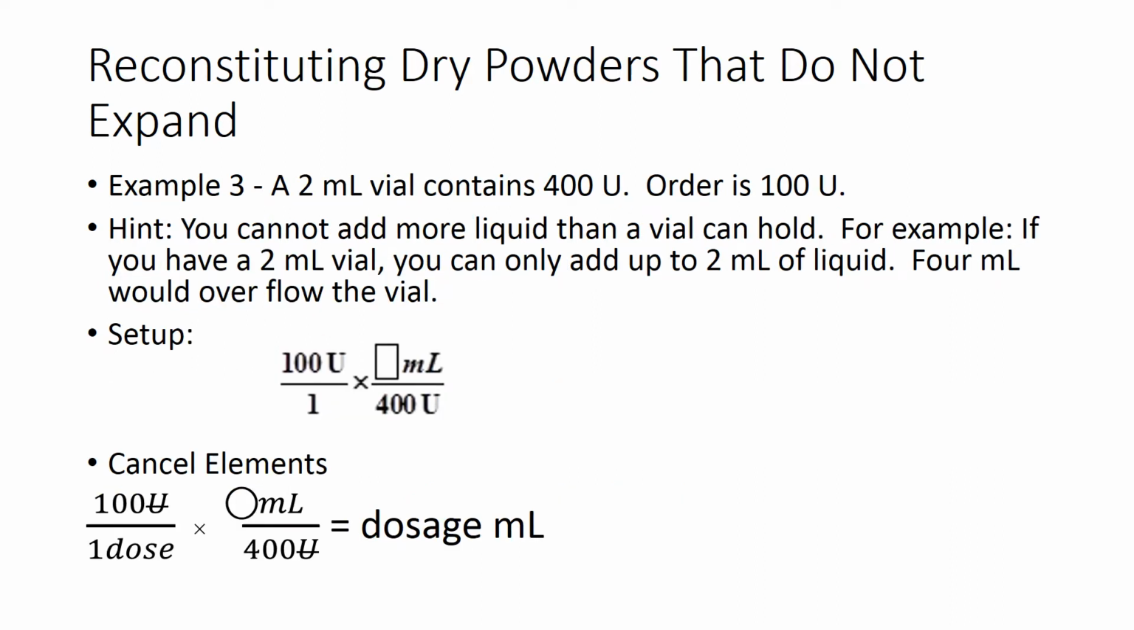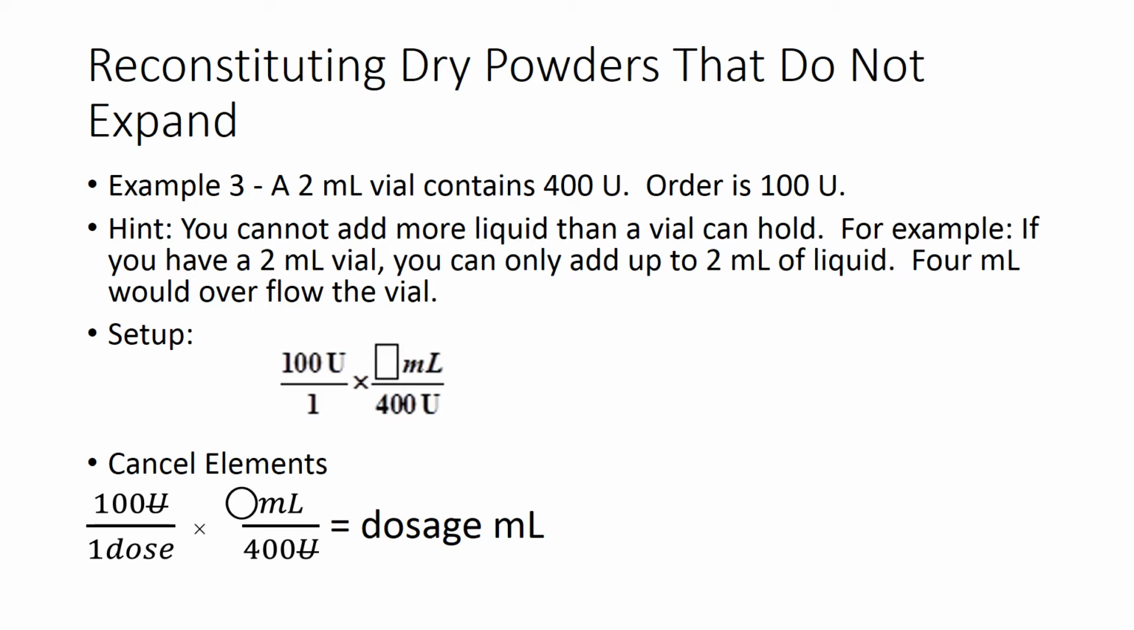Our final example for this lesson is we have a 2 milliliter vial that contains 400 IUs. The order is, though, only for 100. Now again, you cannot add more liquid than the vial can hold. So for example, if you had a 2 milliliter vial, you can only add 2 milliliters of liquid. So even though you would like to add 4 milliliters, you can't because it would overflow the vial. 4 milliliters would give you a nice even number, such as 1 ml, which is what we recommended. But in this case, it's not a viable option.